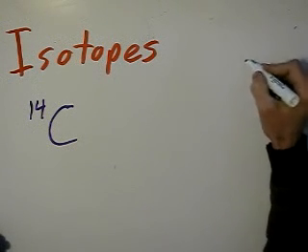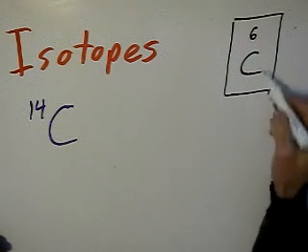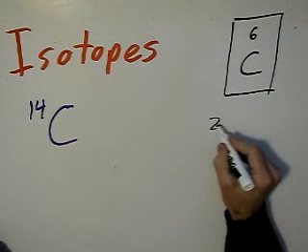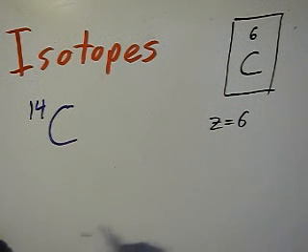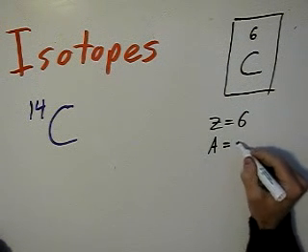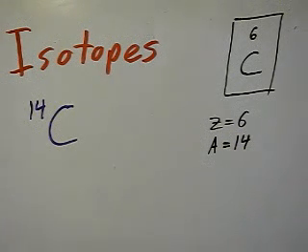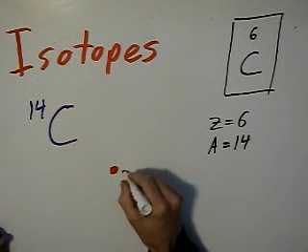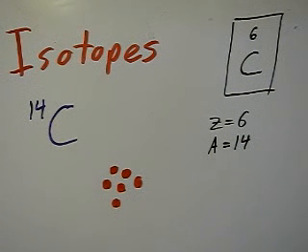nucleus? Well, carbon we can find in the periodic table with the atomic number 6. Z equals 6 for carbon. The total number of particles is 14, so that's A equals 14. Well, let's start writing it. First of all, we know that Z equals 6, so that means there must be 6 protons. 1, 2, 3, 4, 5, 6. How many neutrons do I put in here? Well, let's see. The total number of particles has got to be 14.